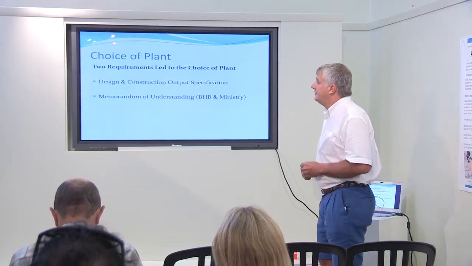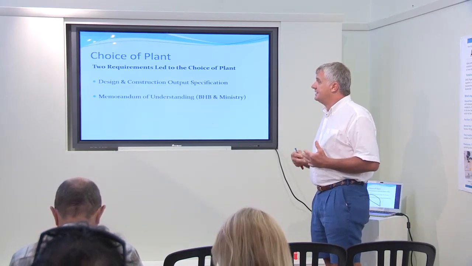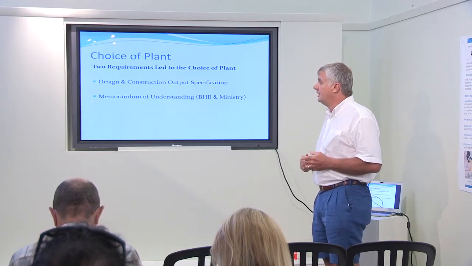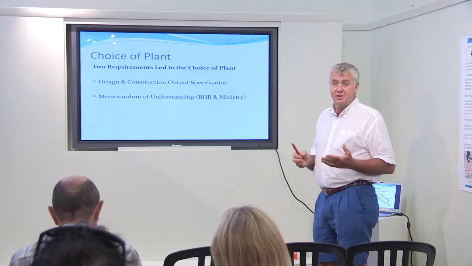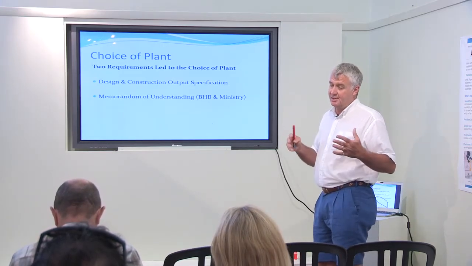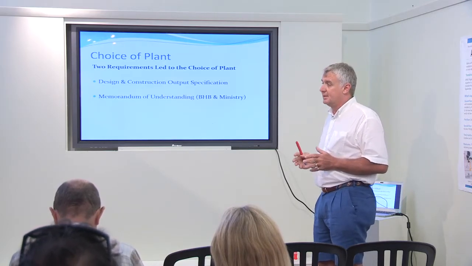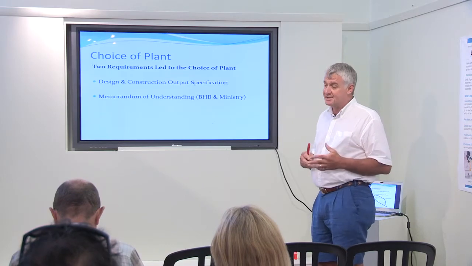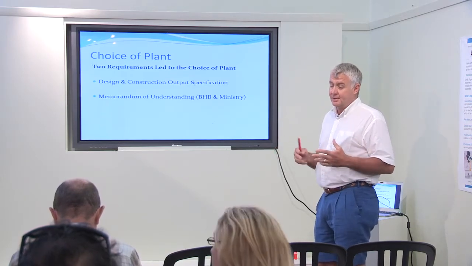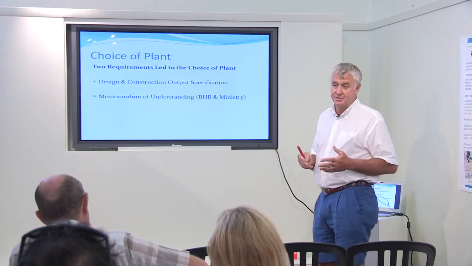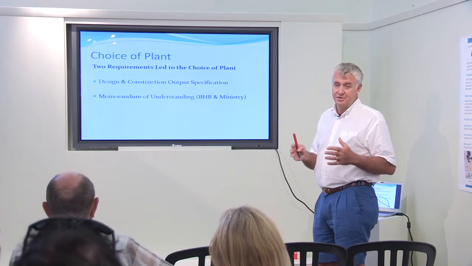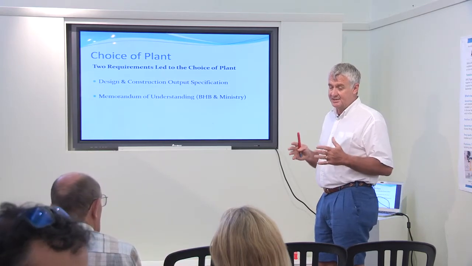There are really two main requirements that led us, as the design builders, to the choice of the plant. One was the design and construction output specification, which is simply a very large document put together by the BHB as our ultimate client and their technical advisors. It lays out everything that we have to do in order to build the sewage treatment plant and to treat that sewage to the highest possible level.